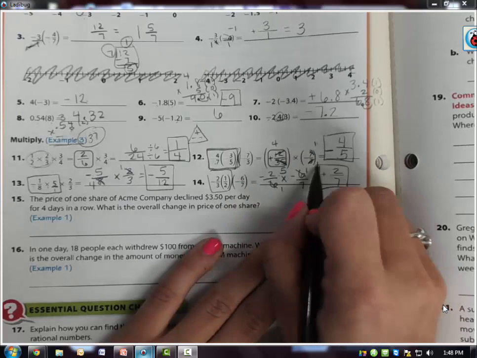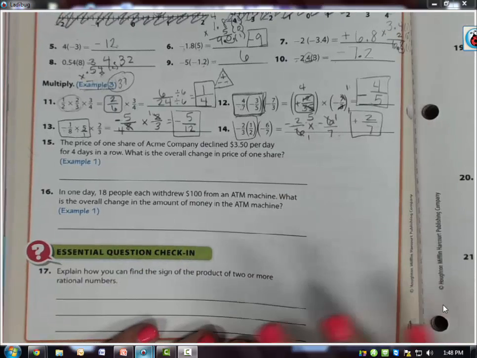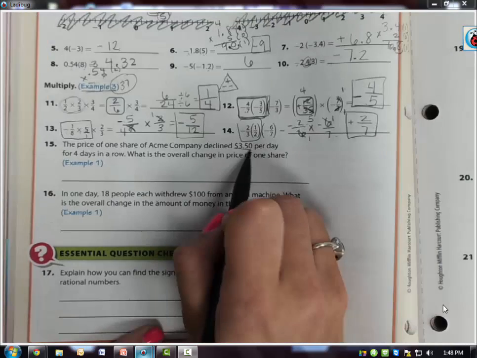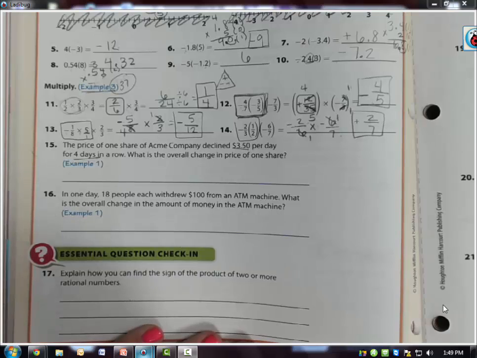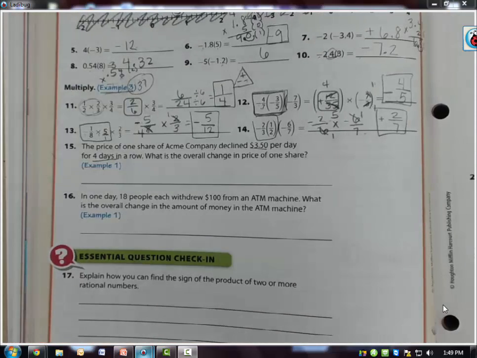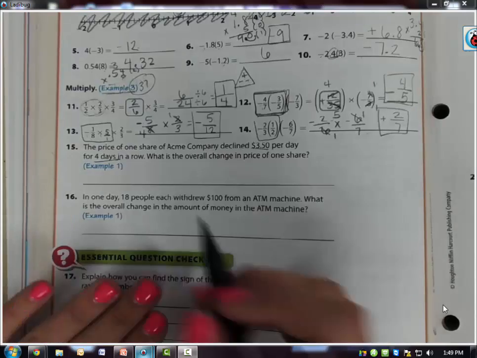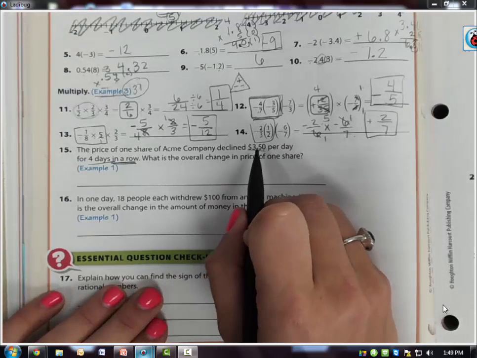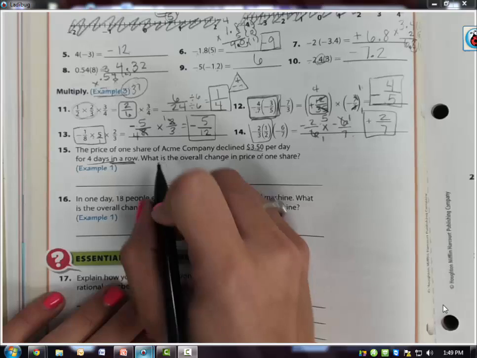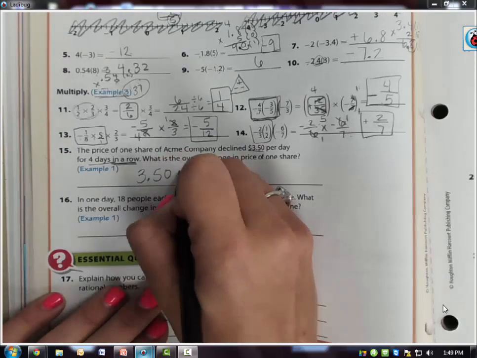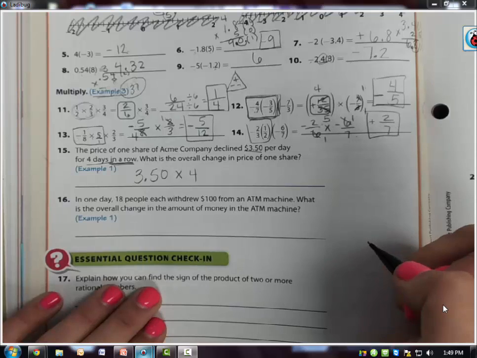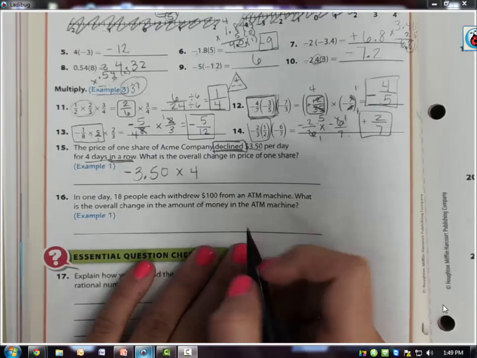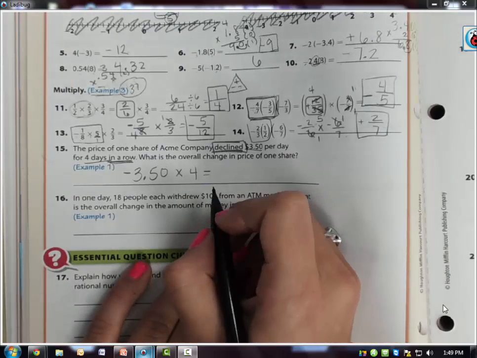Alright, the price of a share of Acme Company declined $3.50 per day for 4 days in a row. What is the overall change in price? All multiplication is repeated addition. So if it happens 4 days in a row, that's really 350 plus 350 plus 350 plus 350, which is really $3.50 times 4. What is it? Oh, and it declined. I totally missed this word. Decline. It means it's a negative $3.50. Multiply that out. Good. You should have got a negative $14.